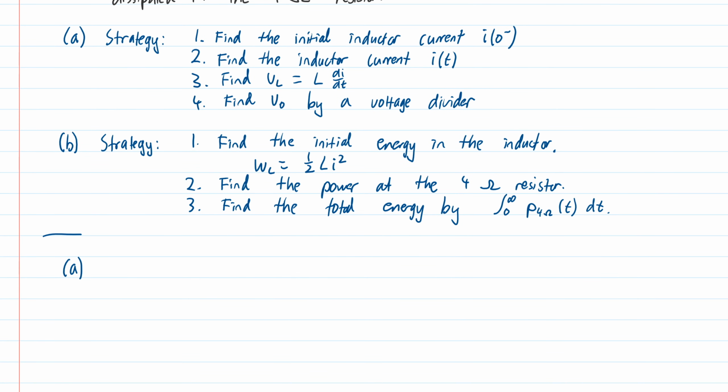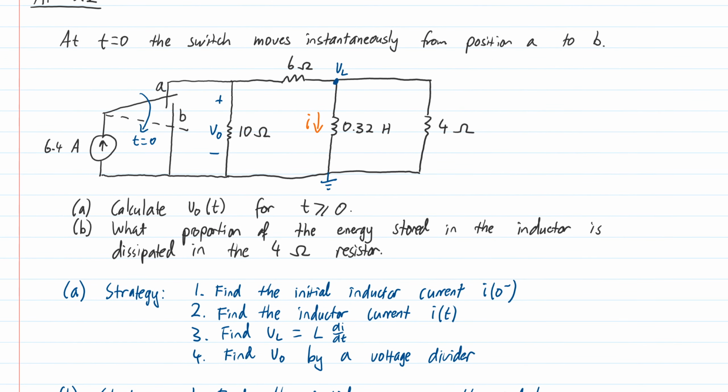So we're solving here part A, and we want to find I of naught. So draw the circuit at steady state for t less than 0. Under those conditions, the circuit diagram has the switch in the A position.